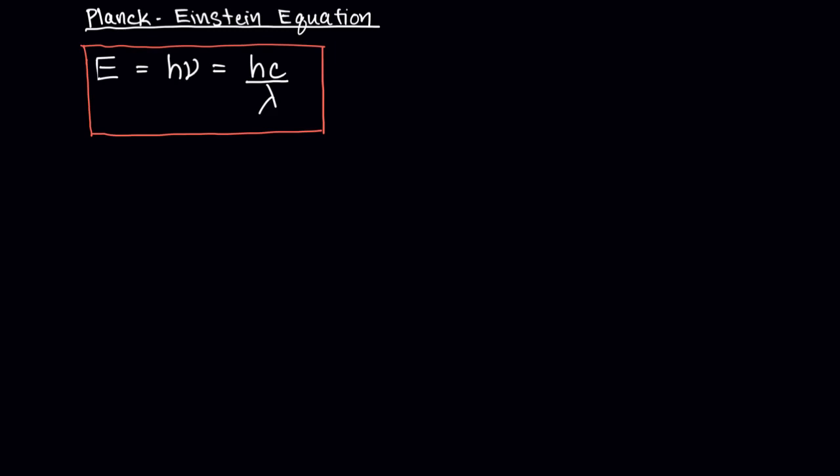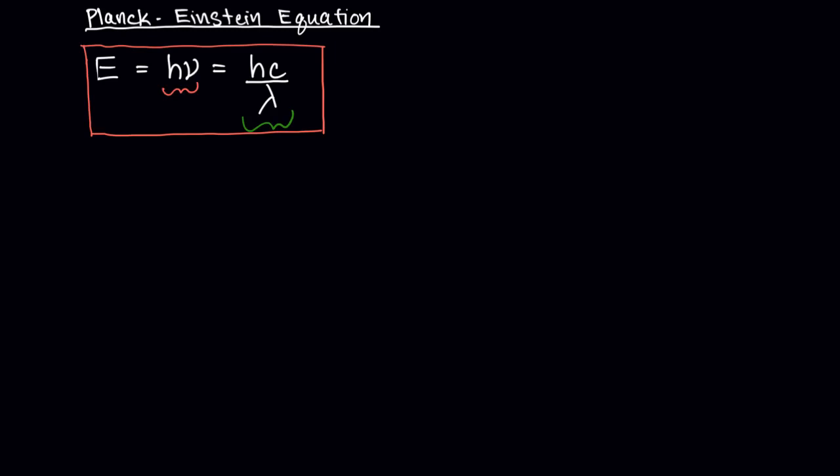Hello, Chem 111. This video is going to briefly talk about the Planck-Einstein relation, both what it is and how to use it. I have the equation shown here in the red box, and the equation relates the energy of one photon of light to the frequency of that wave, the wavelength of the wave, the speed of light, and a constant called Planck's constant. It can be represented in two ways: one using just frequency and Planck's constant, or using the speed of light and the wavelength.